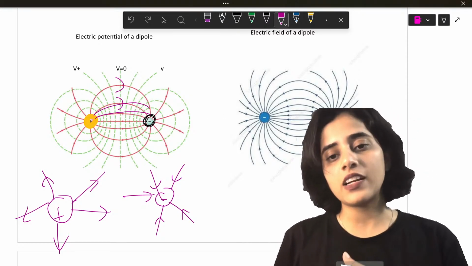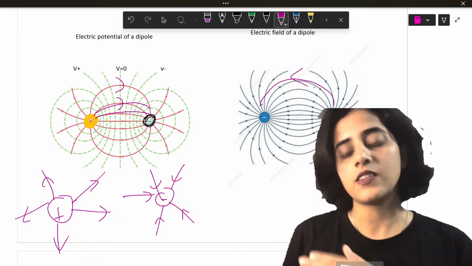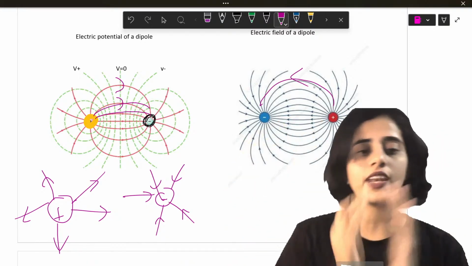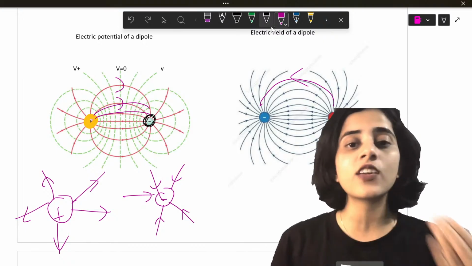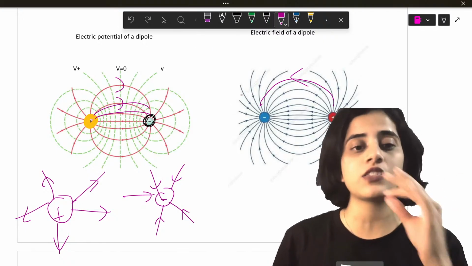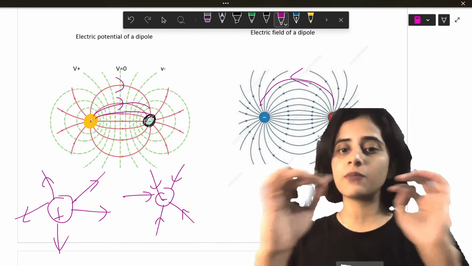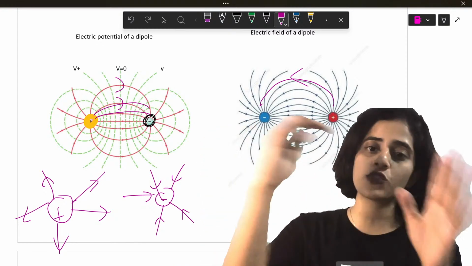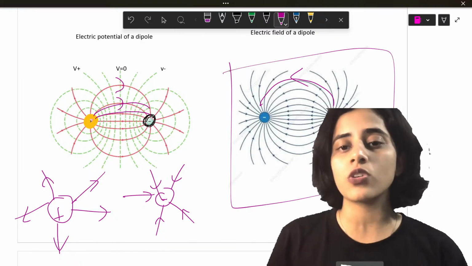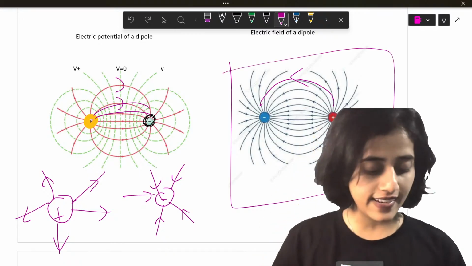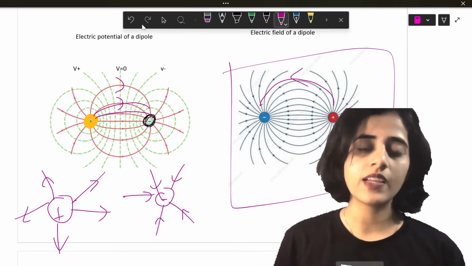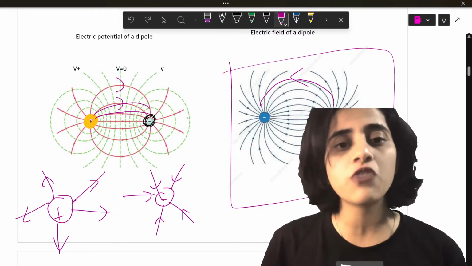If it's the other way around, like this. Anyways, from positive to negative. Now, if you look at the equipotential lines on the dipole, the electric field of a dipole is like that. It always moves from positive to negative. So this is how the electric field of a dipole will look. Now, how will the electric potential of a dipole be?